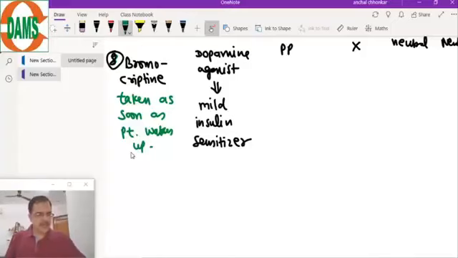Now, so these are the drugs which are given for a patient of type 2 diabetes. The selection of these drugs is done on the basis of patient to patient, which patient is obese, which patient has CHF, which patient has CKD. So accordingly these agents are chosen.